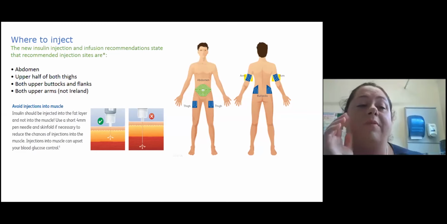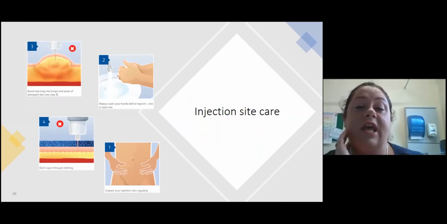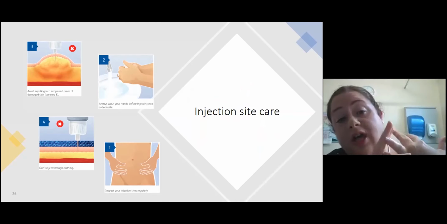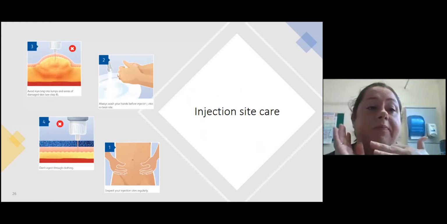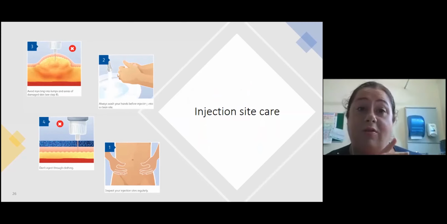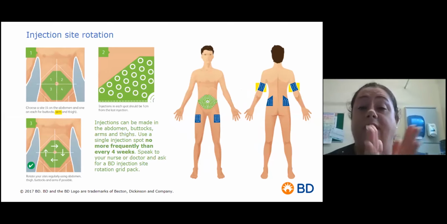So we're going to talk abdomen, thighs, buttock, and flanks. And it's injection site care for our patients, like the basic things: rotating your sites regularly, always wash your hands before you inject, avoid injecting into lumps, and don't inject through clothing. They cannot inject through clothing. There have been some people who have injected through clothing and it just doesn't work. So they do need to take that on board.